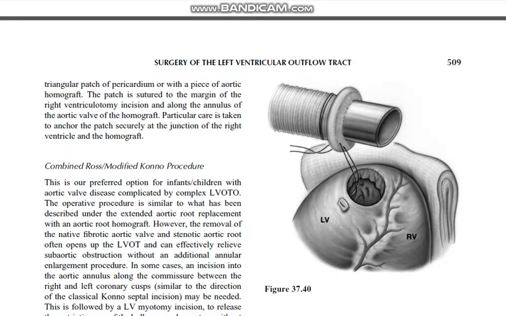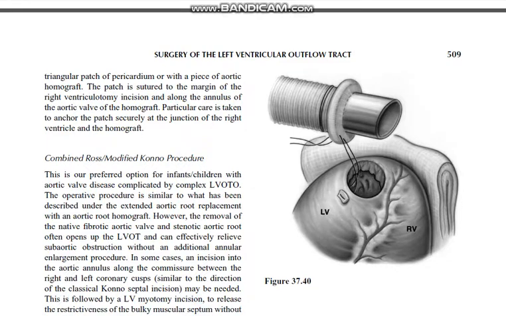The patch is secured to the margin of the right ventriculotomy incision and along the annulus of the aortic valve of the homograft. Particular care is taken to anchor the patch securely at the junction of the right ventricle and the homograft. Combined Ross modified Konno procedure.